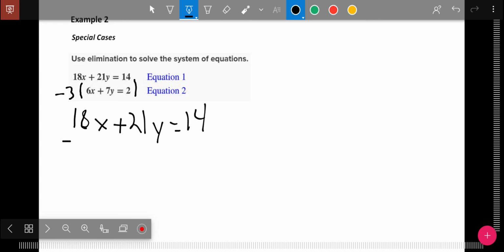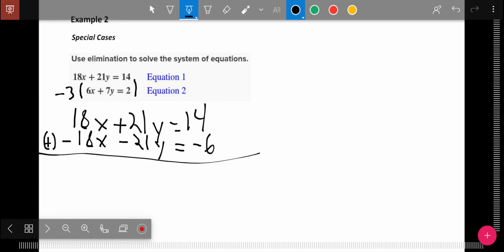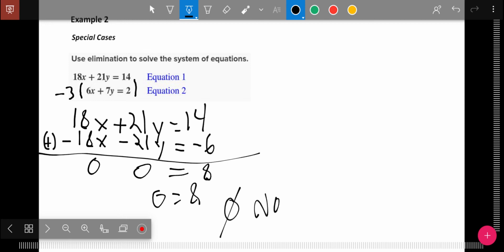So -3 times 6x is -18x. -3 times 7y is -21y. And -3 times 2 is -6. And now I can add them up. Those cancel out, so it's 0. And those cancel out, so it's 0 equals 8. And so I basically have 0 equals 8, which is false. That's not true. And so I would say no solution.